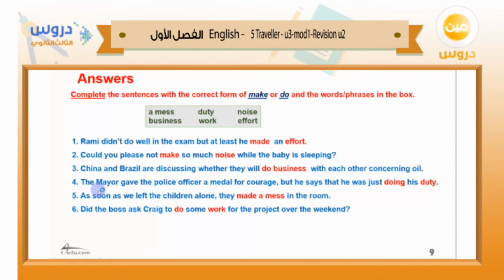The 4th sentence, the mayor gave the police officer a medal for courage, but he says that was just doing his duty. The 5th sentence, as soon as we left the children alone, they made a mess in the room. And the final sentence, did the boss ask Arik to do some work for the project over the weekend? And we use in the sentence do, make, do, make, make. But we write it in the right and correct form.